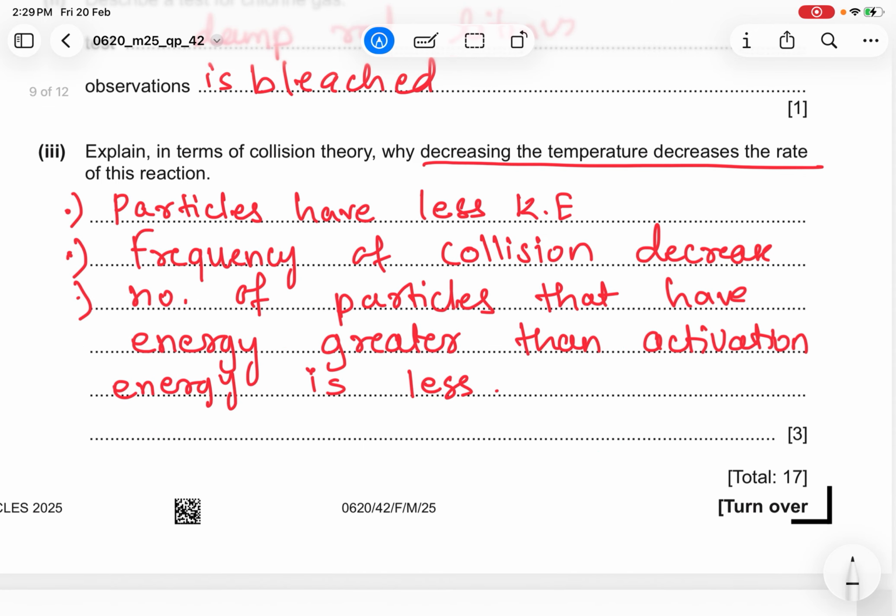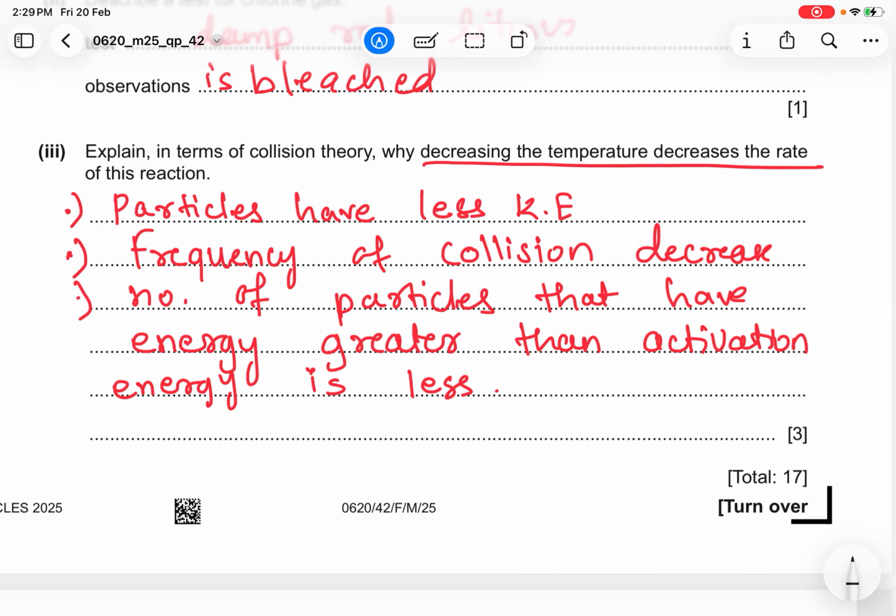For the next question, explain in terms of collision theory why decreasing the temperature decreases the rate of reaction. Now, in most of the papers, they always ask about increasing the temperature, but here you have to read the question carefully that they have asked about decreasing the temperature that decreases the rate of reaction. So, the first point will be that the particles are going to have less kinetic energy. There will be less frequent and successful collisions, okay?